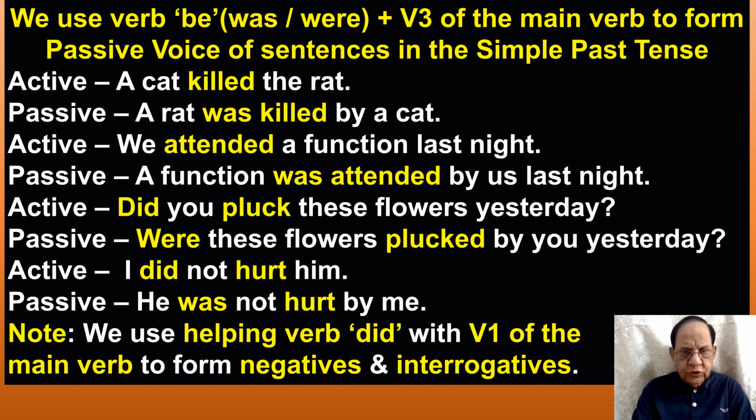Active: Did you pluck these flowers yesterday? Passive: Were these flowers plucked by you yesterday? Active: I did not hurt him. Passive: He was not hurt by me. Note: We use helping verb did with the first form of the main verb to form negatives and interrogatives.